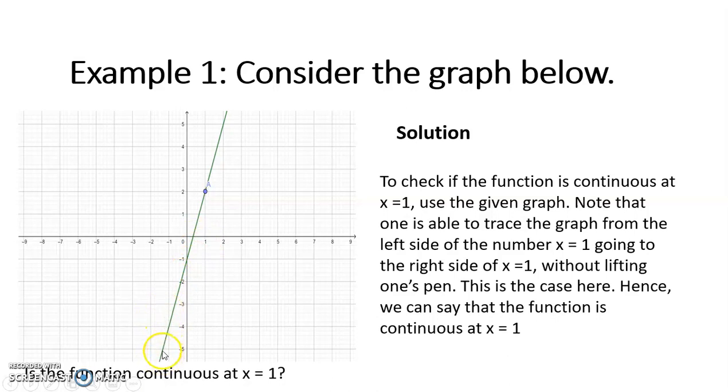If we are able to trace the graph, going through the right side of 1, where is the right side of 1? Here. If we are able to trace the graph of the function without lifting our pen, so, ibig sabihin, tuloy-tuloy tayo nang hindi natin inaangat yung pen. Pag ganyan yung case, sinasabi natin na yung graph of the function is continuous at the given point.